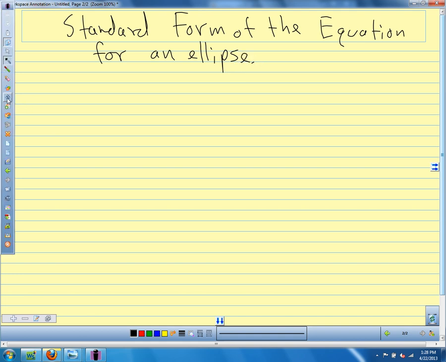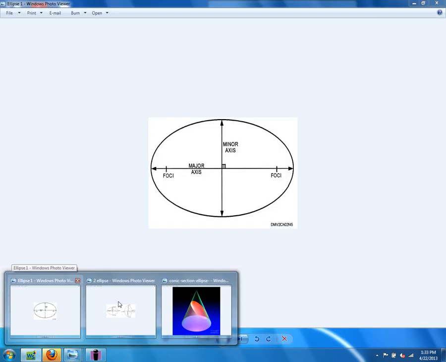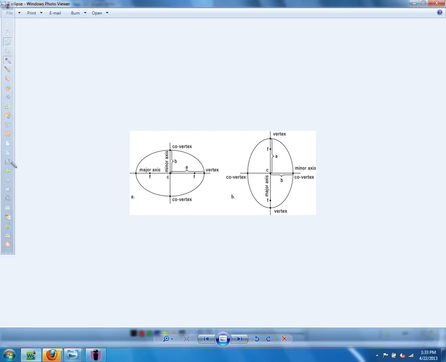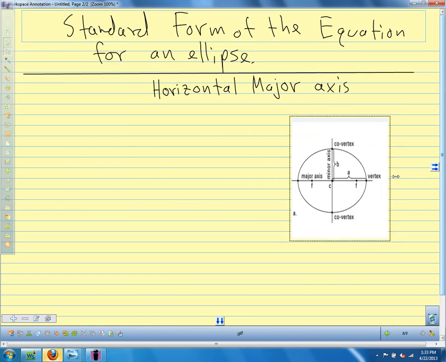And we're going to do like we did with our parabola. We're going to talk about a horizontal axis and a vertical axis. So we'll start with our horizontal axis. So major axis, that's the longer axis, that's the stretched part. So let me grab a horizontal ellipse. So there's our horizontal ellipse.